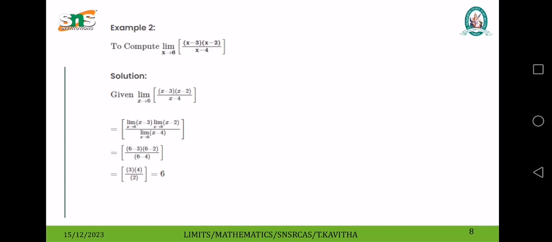The second example is to compute limit x tends to 6, x minus 3 into x minus 2 divided by x minus 4. Here we use the multiplication and division rules. Therefore, we separate the limits. Limit x tends to 6 of x minus 3 and limit x tends to 6 of x minus 2 divided by limit x tends to 6 of x minus 4. We substitute the x value as 6, then we get 6 minus 3, 6 minus 2, 6 minus 4, that is 3 into 4 by 2, which is equal to 6.